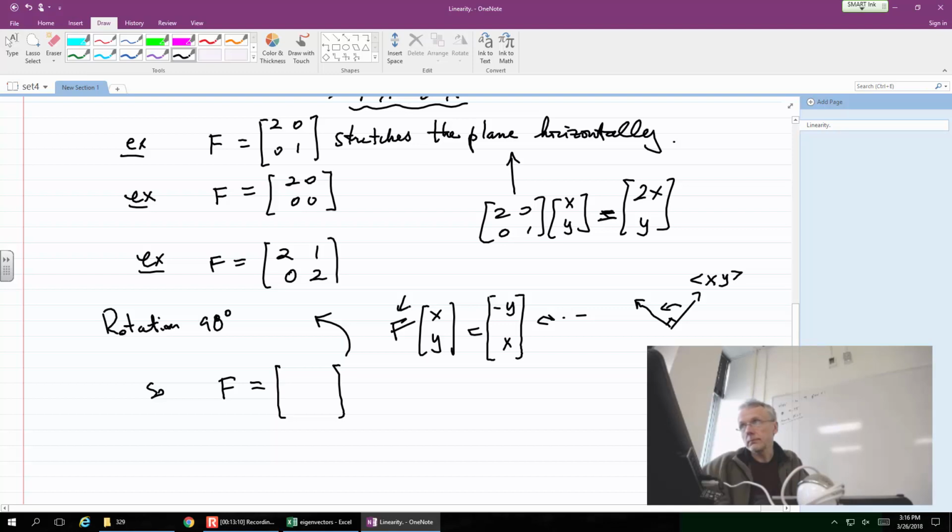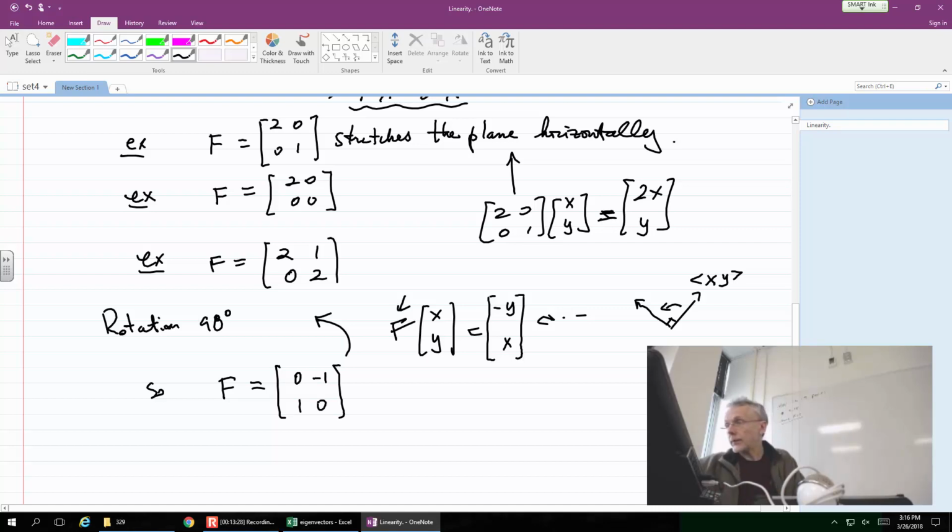Negative y over x. No, there won't be any x's and y's. So the matrix will be simply four numbers. 0, -1, 1, 0, I believe.